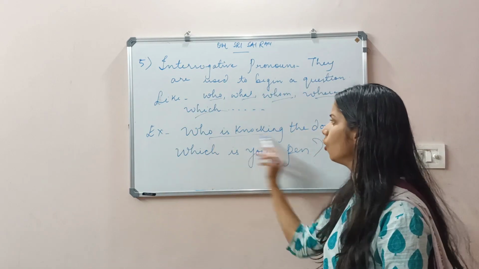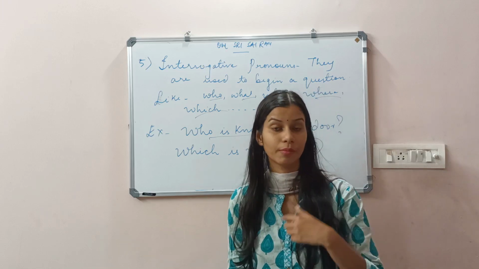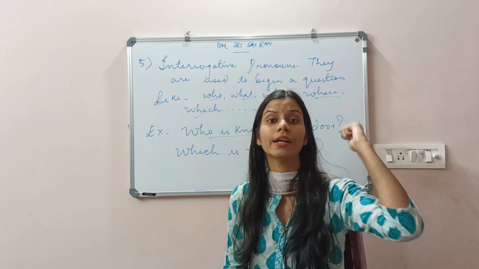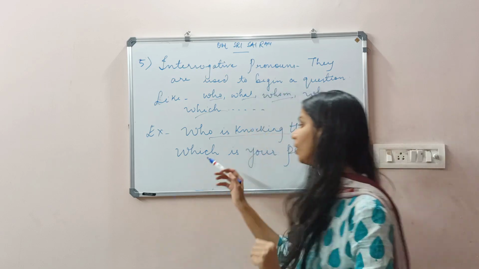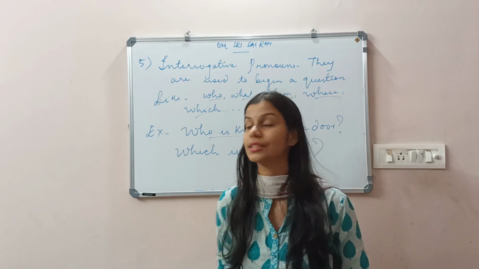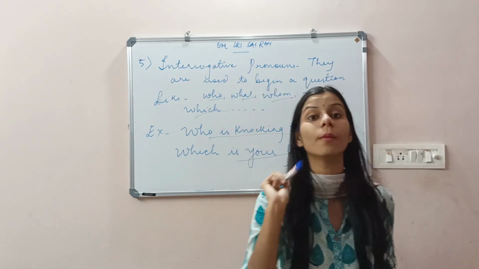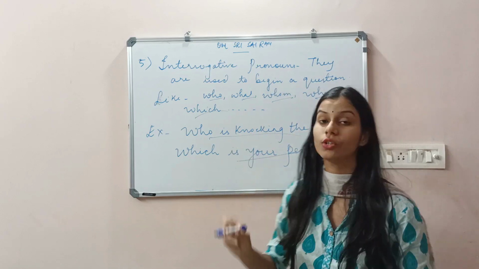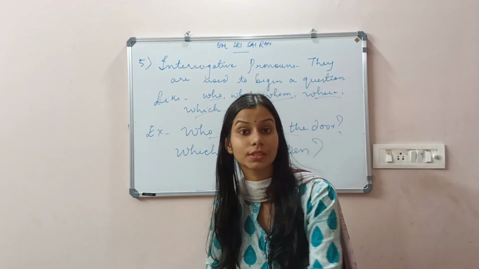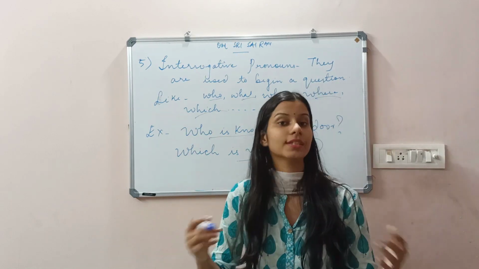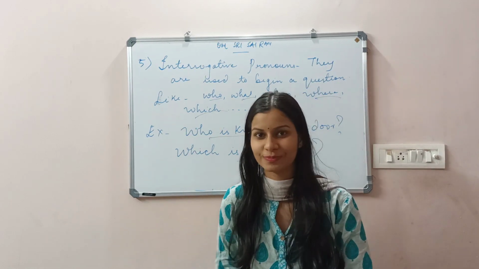For example, who is knocking at the door? I am asking, who is that person who is knocking at the door? Which is your pen? There are two pens with me, so I will be asking, which is your pen? It is indicating a thing. Who is knocking at the door? It is indicating a person. When? It is indicating time. Where? It is indicating place.